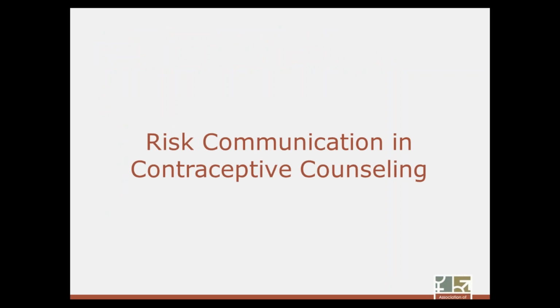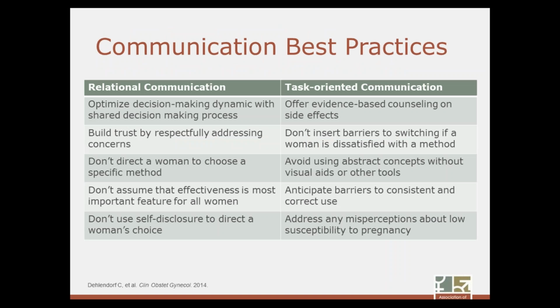So let's talk about how we communicate risk with our counseling. These are some communication best practices. So what makes for effective communication about contraceptives? The published literature shows that there are two different main types of communication: relational communication and task-oriented communication, and you really need both of these to be strong to have effective communication. So your relational communication is all that we do to build trust and respect and a relationship with your patient.